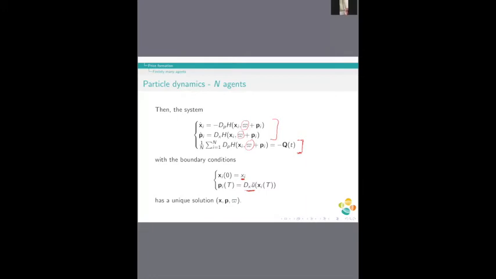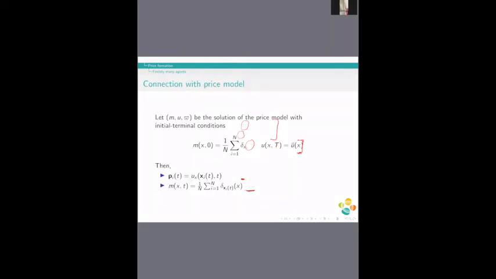And what you can do with it is that you can assemble a solution. So if you have a solution to the Hamiltonian system with initial and terminal conditions, which are the empirical measure and cost, then the M from before are the gradients of U. This is somehow the method of characteristics. And M is just the empirical measure along the trajectories.